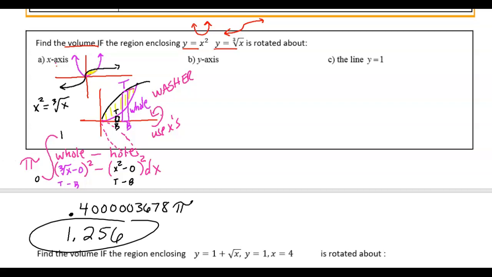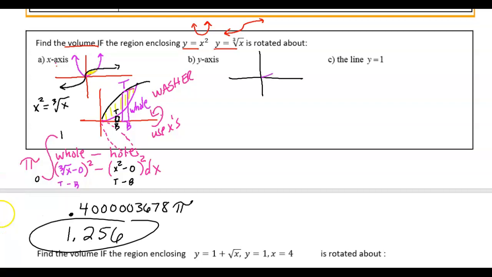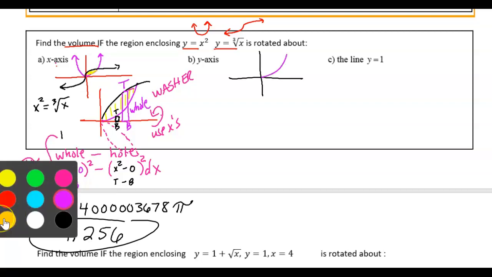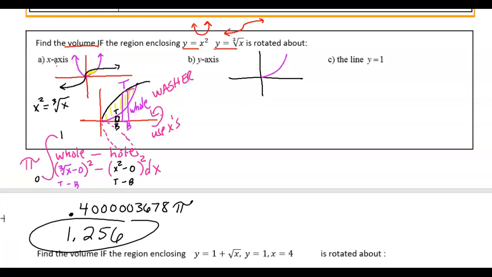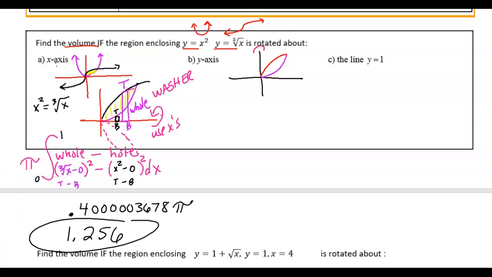Now, could we integrate that by hand? Definitely. We just don't because of time. All right, let's do the same thing, but now let's rotate it around the y-axis. So I'm still looking. Let's go ahead and keep purple. We've got the x squared. And we've got the cubed root. And now we're spinning it around the y-axis.